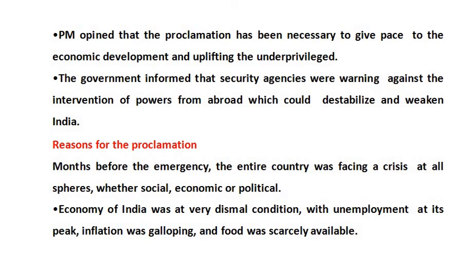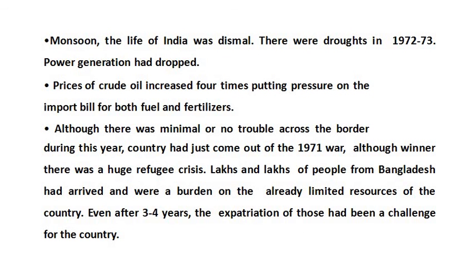In the months before the emergency, the entire country was facing crises in all spheres, whether social, economic or political. The economy of India was in a very dismal condition, with unemployment at its peak, inflation galloping and food scarcely available. The monsoon is the life of India, but there were droughts in 1972 to 73. Power generation had dropped as there was no water. Prices of crude oil increased 4 times, putting pressure on the import bill for both fuel and fertilizers.